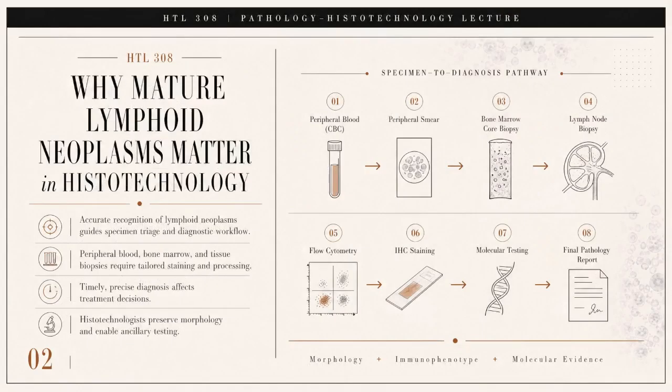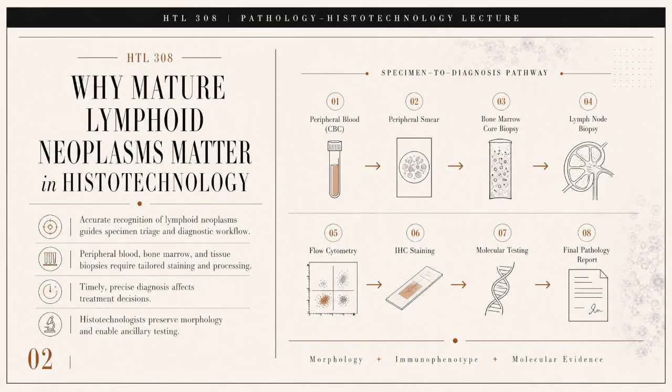As we begin our exploration of mature lymphoid neoplasms, it is essential to understand why these diseases hold such significance within the scope of histotechnology. Mature lymphoid neoplasms encompass a diverse group of disorders arising from post-thymic lymphocytes, including various types of non-Hodgkin lymphomas, Hodgkin lymphoma, and plasma cell dyscrasias. Their diagnosis relies heavily on the integration of morphological assessment, immunophenotyping, and molecular studies, all of which depend on the quality and appropriateness of specimen handling and processing in the histology laboratory.